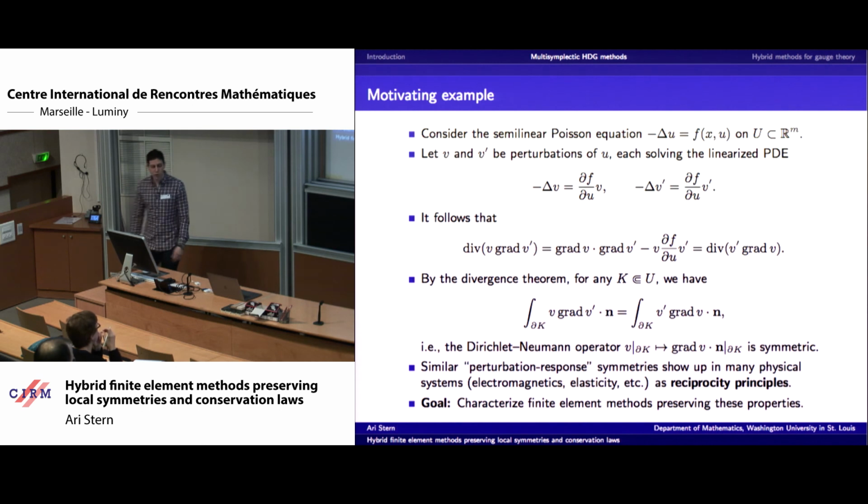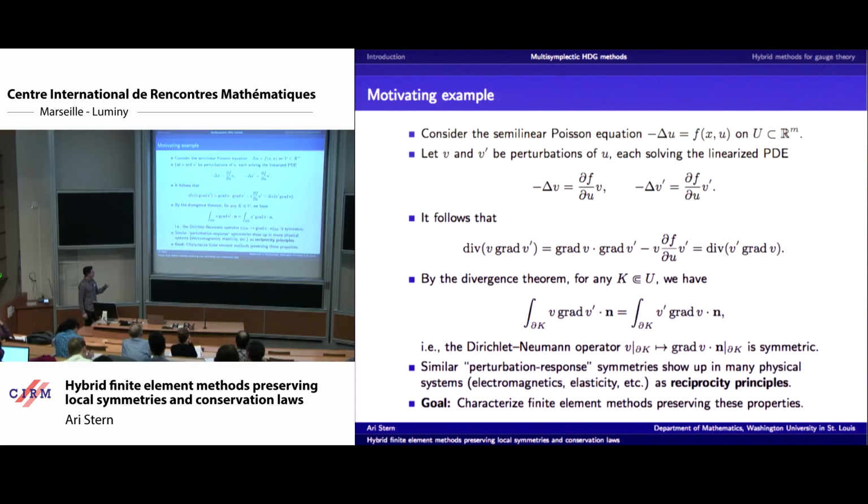Okay, so what exactly does it mean? Where does this property come from? And what kind of finite element methods might preserve something like this property? Again, it should be clear already why we might want to use hybrid methods, because in order to talk about both boundary values and boundary fluxes, I can usually make sense of only one or the other in the classical finite element formalism.